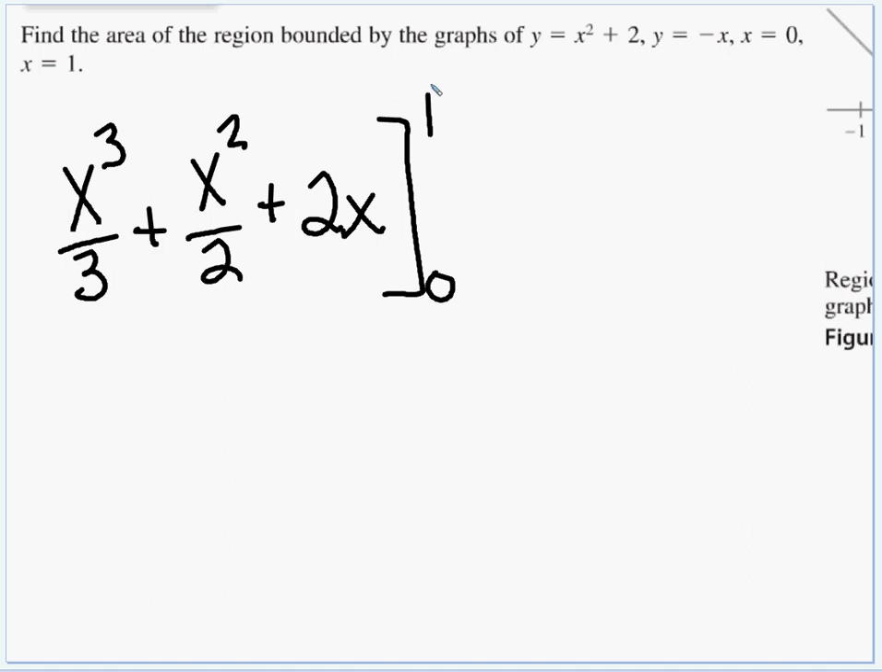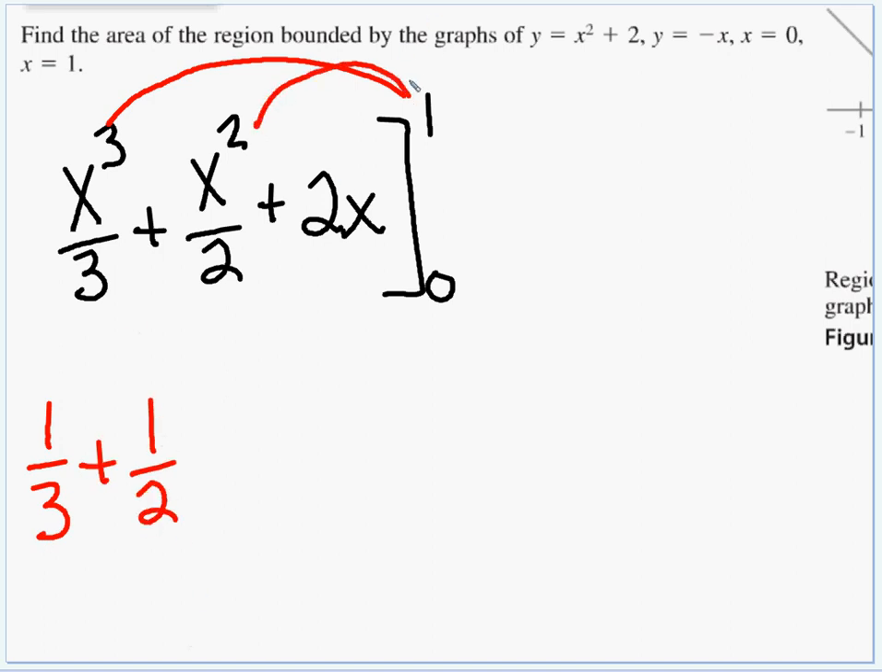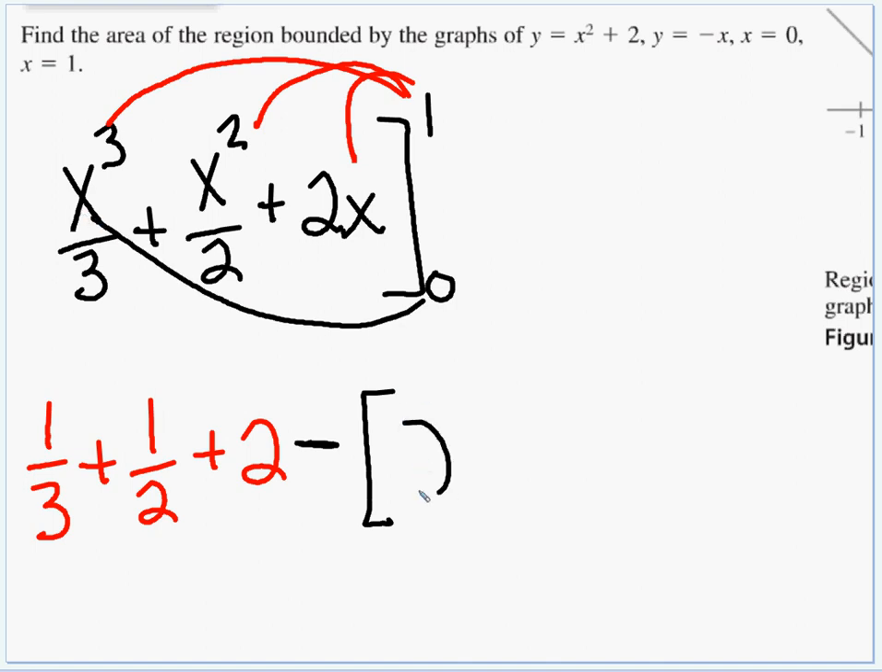So let's see what happens when the 1 jumps in. I'll use red ink here. So that's going to be 1 cubed over 3, or a third, plus 1 squared over 2 is a half. And then we've got plus 2 times 1, that's a plus 2. Now the fundamental theorem says we are going to subtract as a quantity when our lower limit hops in there. So that's going to be 0 cubed over 3 plus 0 squared over 2 plus 2 times 0. So that's a wash. They all just washed out.